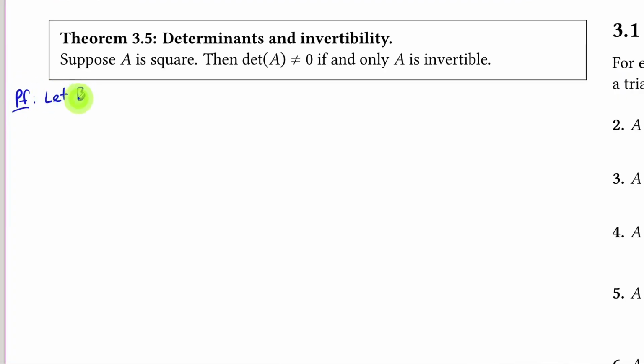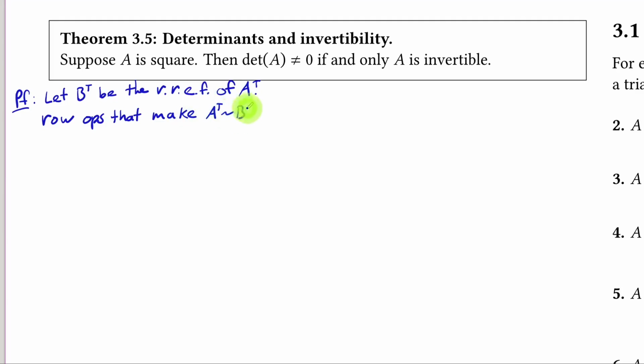We're going to let B transpose be the reduced row echelon form of A transpose. We know we can do that because A transpose is a matrix. Every matrix can be row reduced to reduced row echelon form. And there's a sequence of row operations that do that. Let's think about those row operations. They could be row replacements.